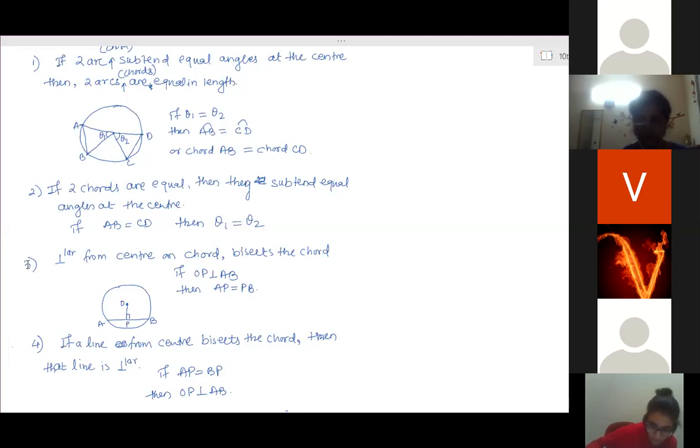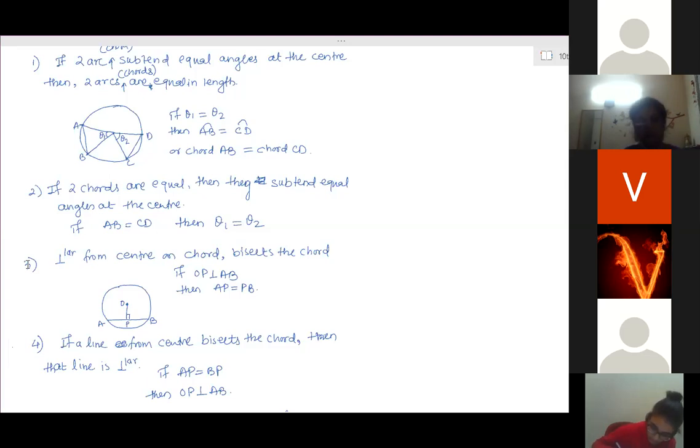Ma'am, arc is like AB and CD, and chord is a line inside, joining the points A and B. The straight line joining A and B is a chord. And arc AB is a part of the circumference, the curved part.